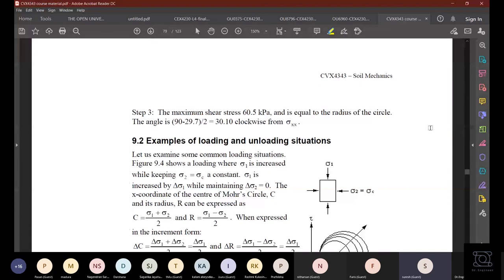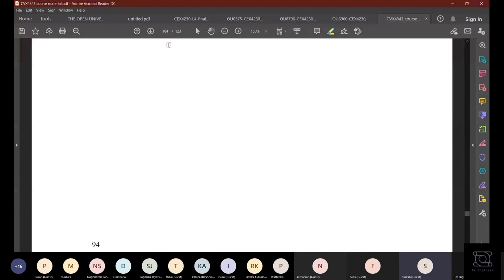They already gave the degree of consolidation value, so we must calculate the time factor. If it is below that value, you must use this kind of time factor equation, and if it is above, T is equal to 1.78 minus something, that kind of equation.